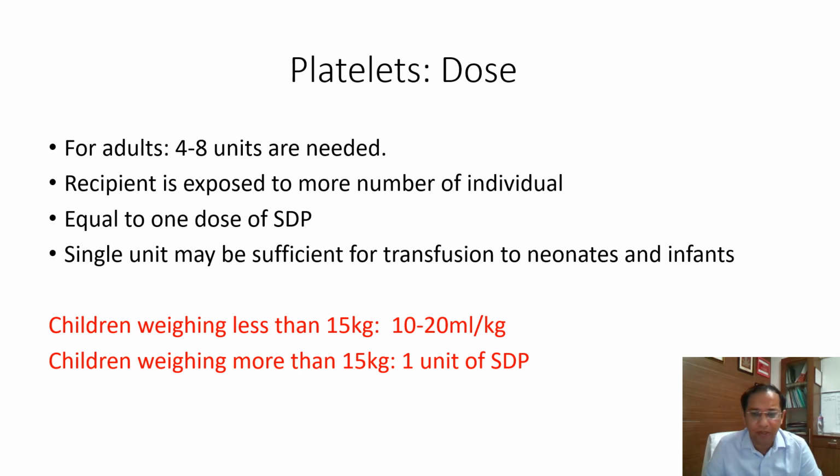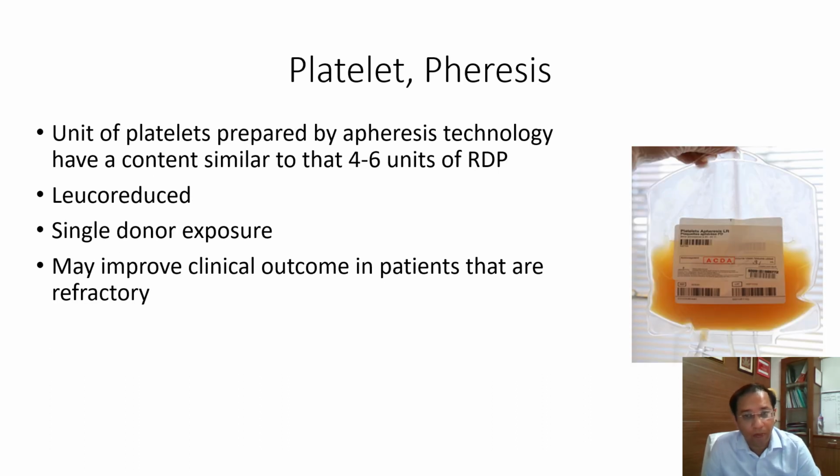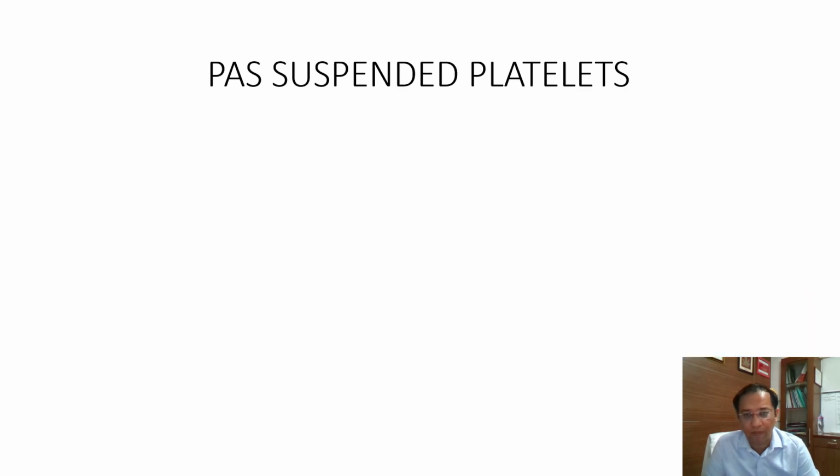A single unit may be sufficient for transfusion to neonates and infants. That is why, for children weighing less than 15 kg, you give 10 to 20 ml per kg, almost like 10 ml per kg, and for children weighing more than 15 kg, you can give 1 unit of SDP. You can prepare it from apheresis, and it is leuco-reduced when you do that. There are advantages. It is a single donor exposure, and it may improve clinical outcome in patients that are refractory, essentially because there is only a single donor exposure.